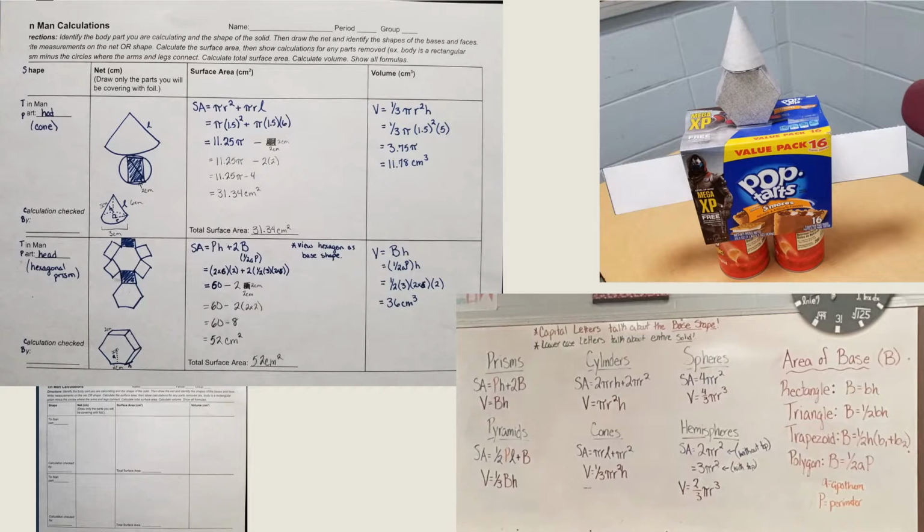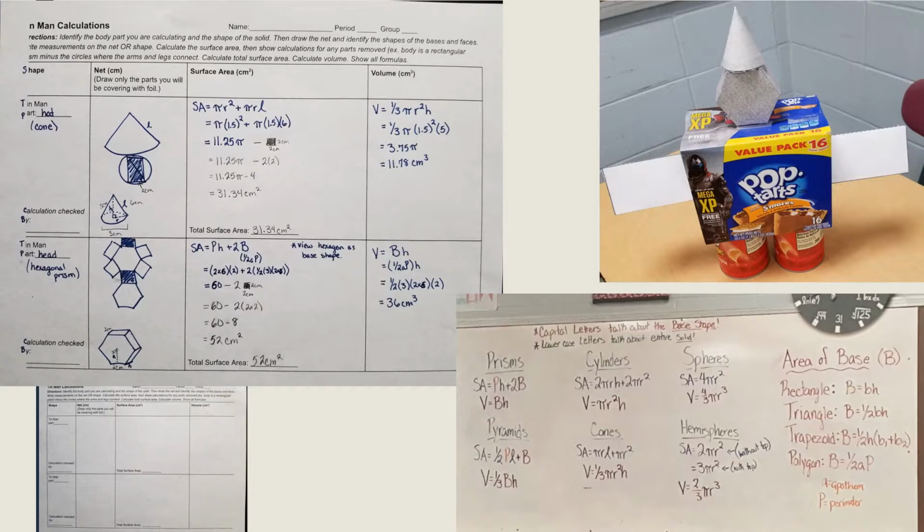and then they're calculating everything themselves. So, for example, in this first row, I am calculating the hat of our 10 person. So I've drawn the net of that cone, and then I've blocked off what I see from our sketch before, or I see from our setup of our shapes, what's going to overlap.